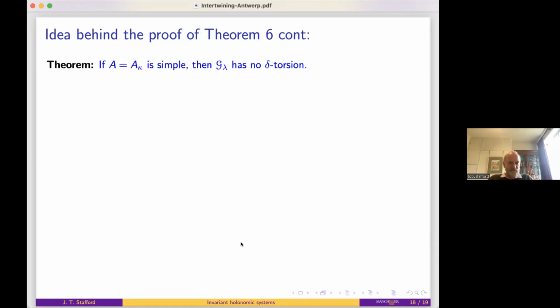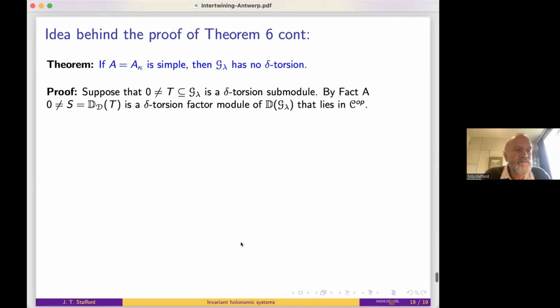Now I want to take the theorem we were talking about, at least when A kappa is simple: this G lambda has no delta torsion. So let's look at that part of the theorem. Suppose not, suppose it has a torsion submodule. Then I can take this dual, and that will give me a delta torsion factor module of the dual of T. And that lies again in my admissible modules, the right modules, not left.